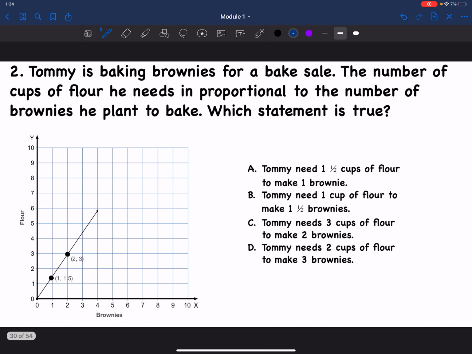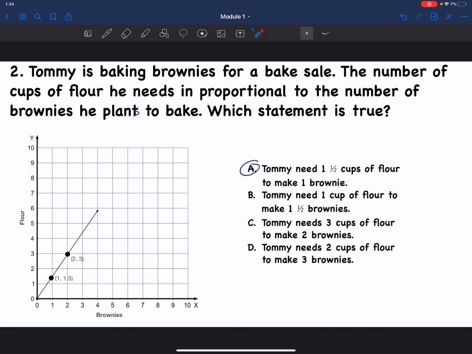Let's look at number 2. Tommy is baking brownies for a bake sale. The number of cups of flour he needs is proportional to the number of brownies he plans to bake. Which statement is true? Tommy needs 1.5 cups of flour to make one brownie. Let's check that. So if he makes one brownie, he needs 1.5 cups of flour. So that looks correct. So brownies is 1, cups of flour is 1.5. So that is one of our correct answers.